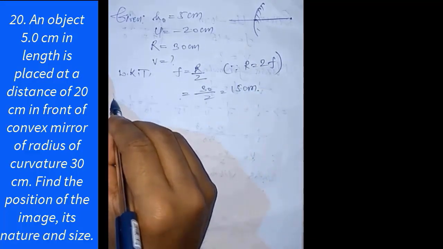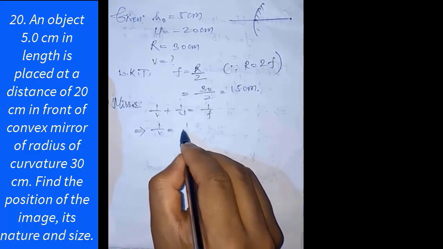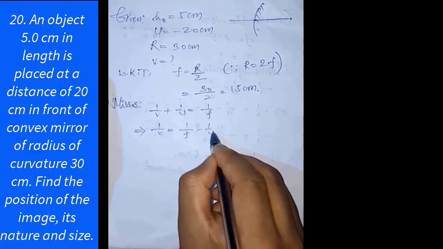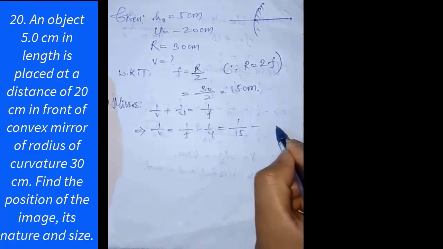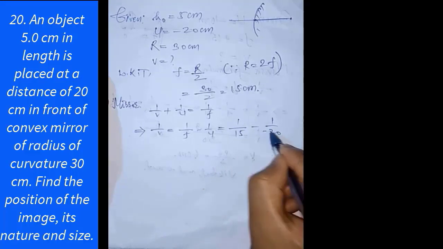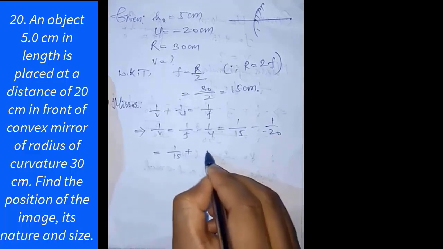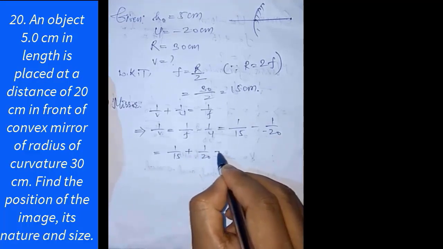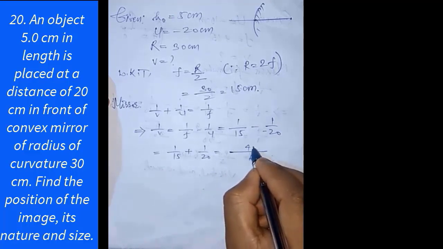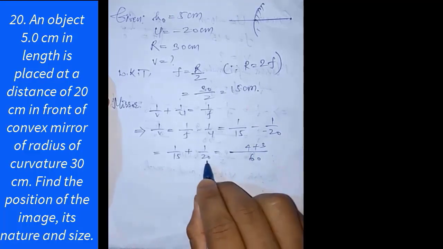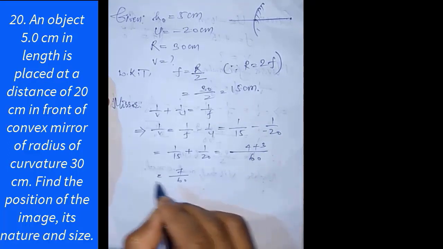Now the mirror formula has been used. We have to find V, so just take the term U to the right hand side. 1 by V equals 1 by focal length, 1/15, minus 1/20, it is minus, right? So it will be 1/15 minus 1/20, you can take 60 as LCM. 15 into 4 times, then 3. 20 three times is 60. So it will be 7/60.